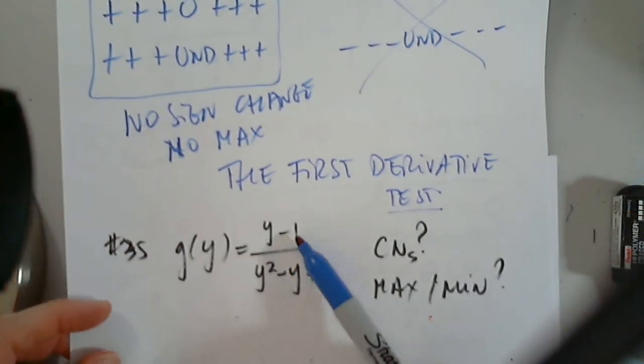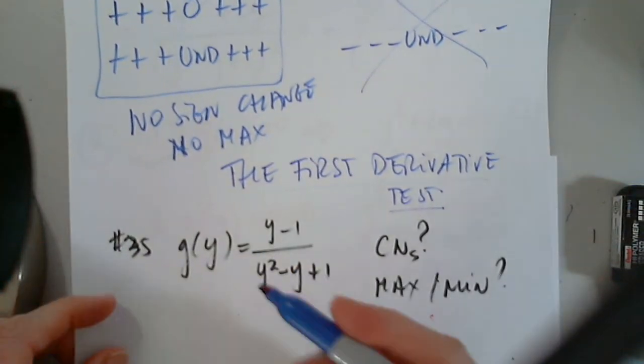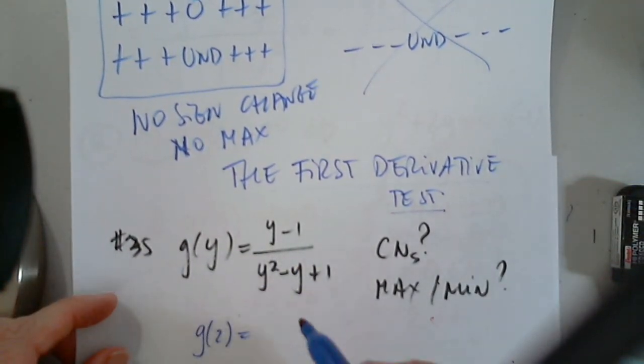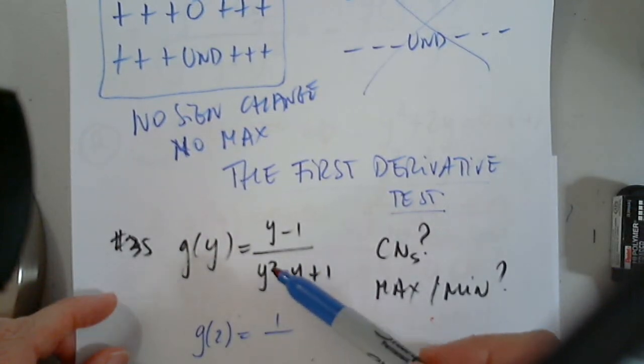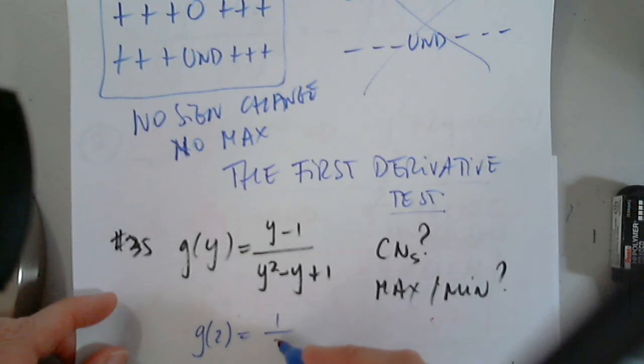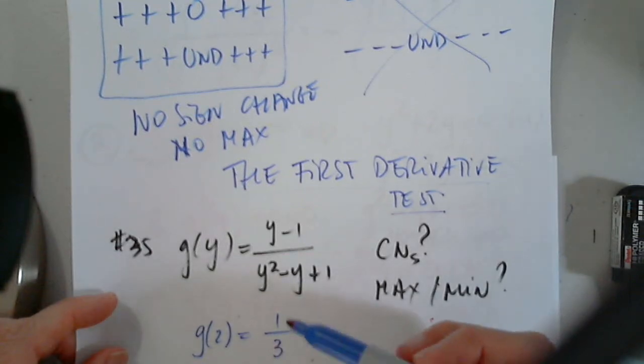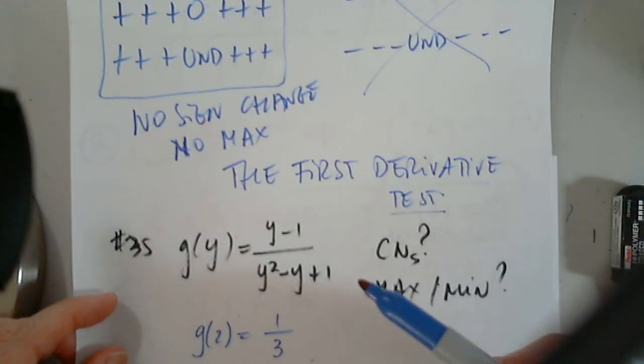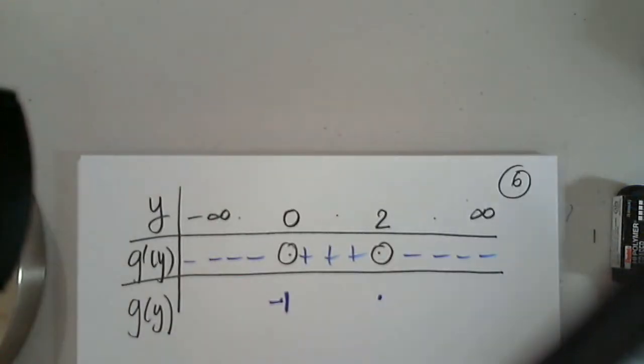Let's see what I get when I plug in 2. 2 minus 1, I can do it right here, g of 2. 2 minus 1 is 1. 4 minus 2 is 2. 2 plus 1 is 3. So it's 2 squared. 4 minus 2 is 2. 2 plus 1 is 3. Done.